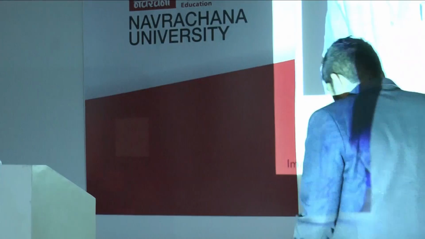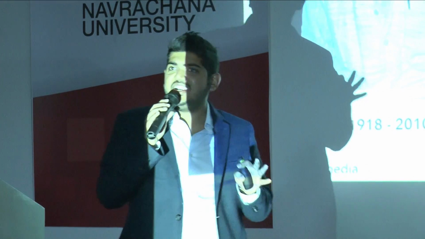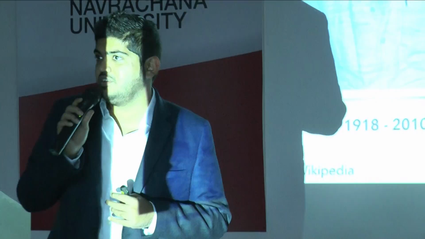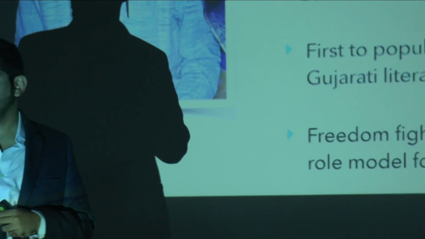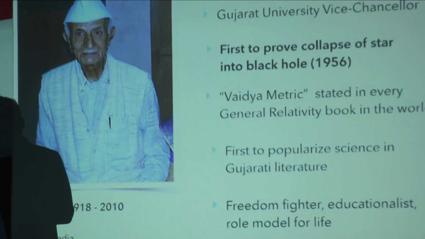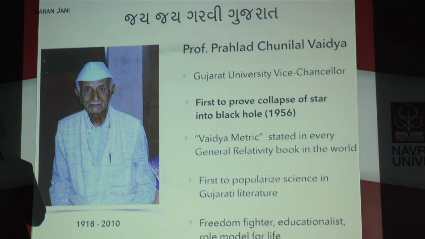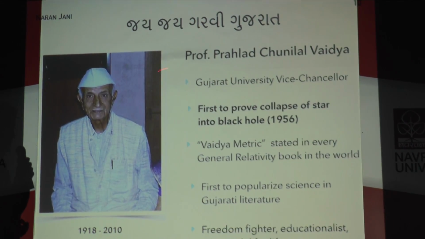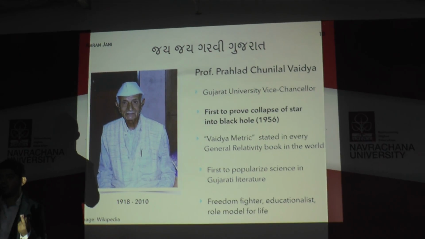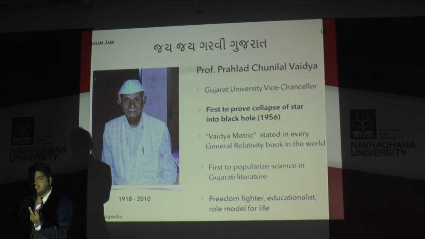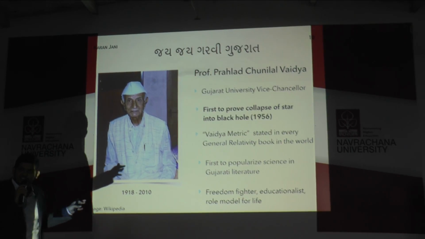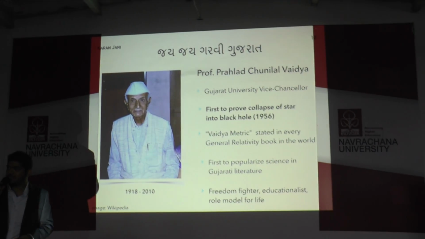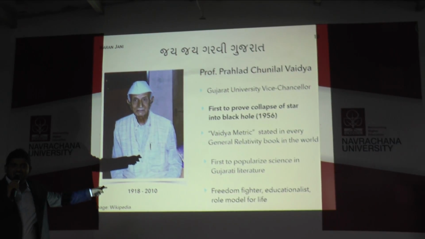And so after Einstein wrote this paper and we knew about black holes that can exist in his theory, until 1956, one of our very renowned fellow Gujarati, Prahlad Chunilal Vaidya, who was the vice chancellor of Gujarat University and one of the most legendary mathematicians of all time, wrote a seminal paper which proved how you can collapse a star that eventually becomes a black hole. And I'm talking about 1956. He was a Gandhian, was involved in the Quit India movement, still got his PhD and wrote this paper.